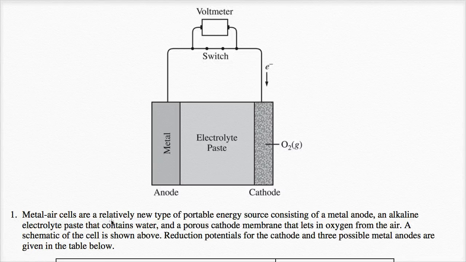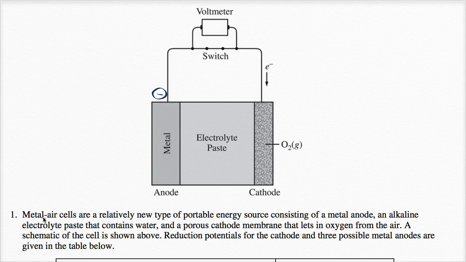Metal air cells are a relatively new type of portable energy source consisting of a metal anode, an alkaline electrolyte paste that contains water, and a porous cathode membrane that lets in oxygen from the air. A schematic of the cell is shown above. And so we see the different parts right over here. We see the metal anode. It's the anode, so this would be the negative terminal of our power source. It'll be the source of electrons.